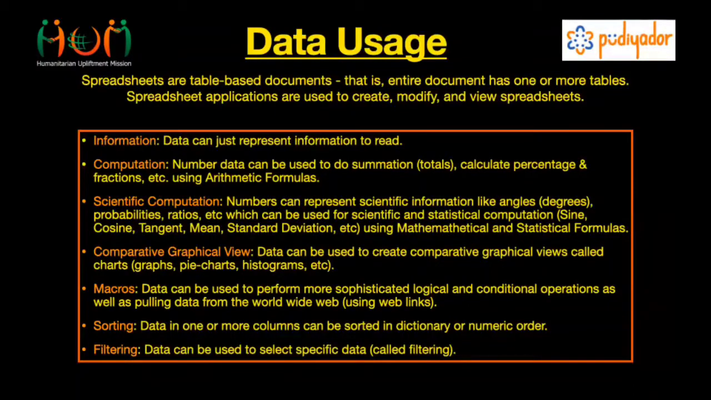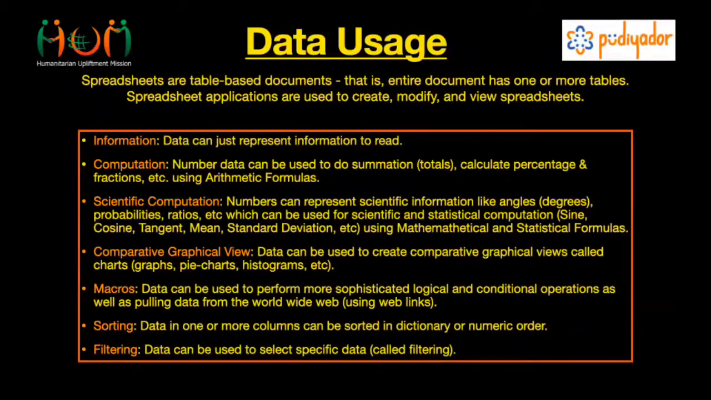You can sort it based on numbers. You can sort it based on alphabetical order. You can sort it based on dates. For example, you can sort by saying January 1st should be the first and December 31st should be the last, right? Then there is something else called filtering in spreadsheets.